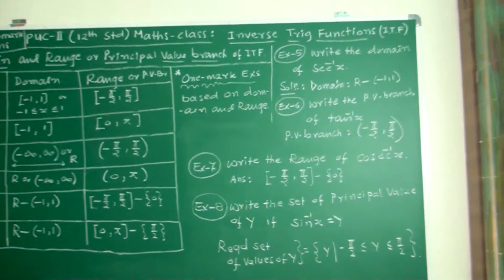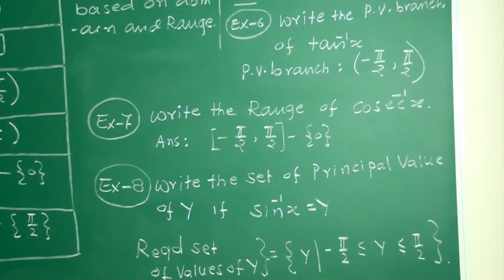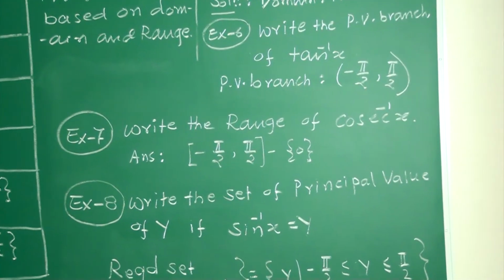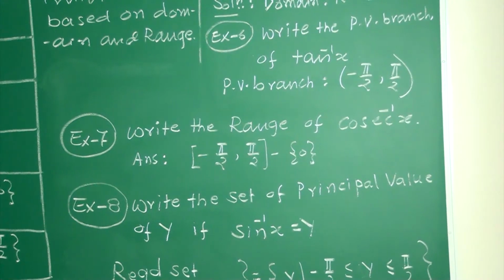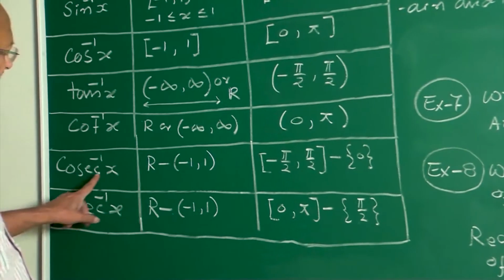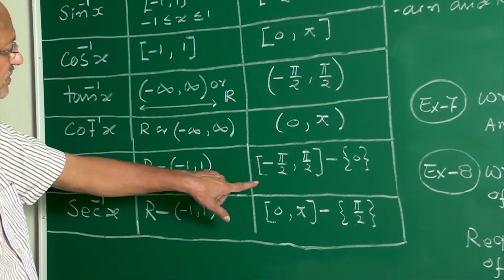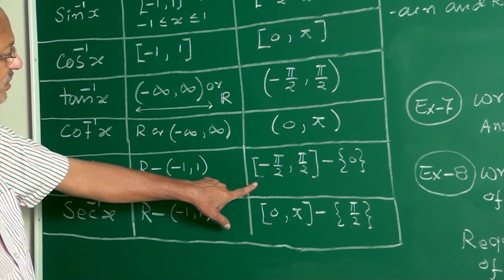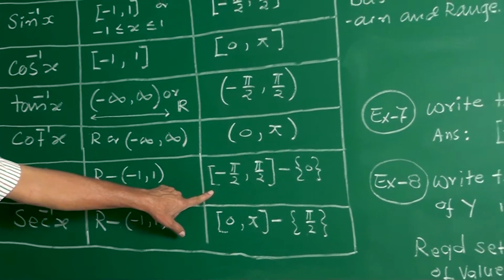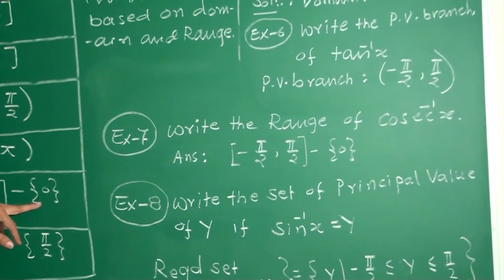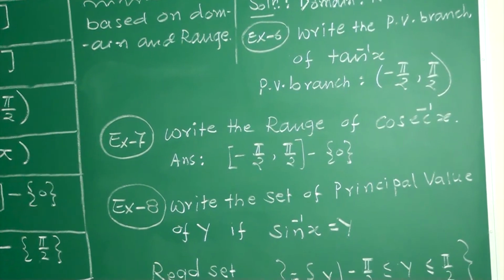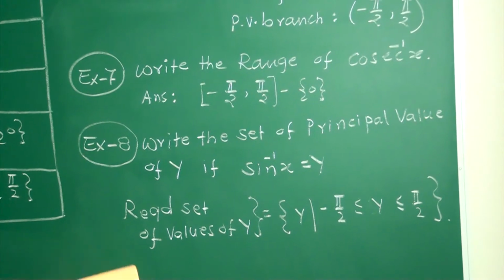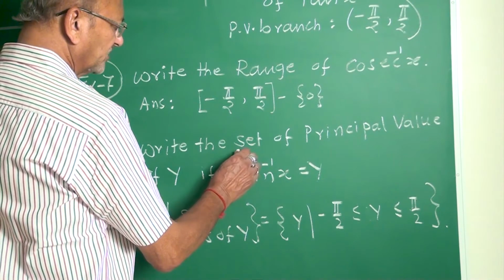Next question is example number 7. Write the range of cosec inverse x. This is cosec inverse x. You wanted its range. Range means this. It is the closed interval minus pi by 2 to plus pi by 2 minus the singleton 0. This is it. The next one, see, the wording is a little different.